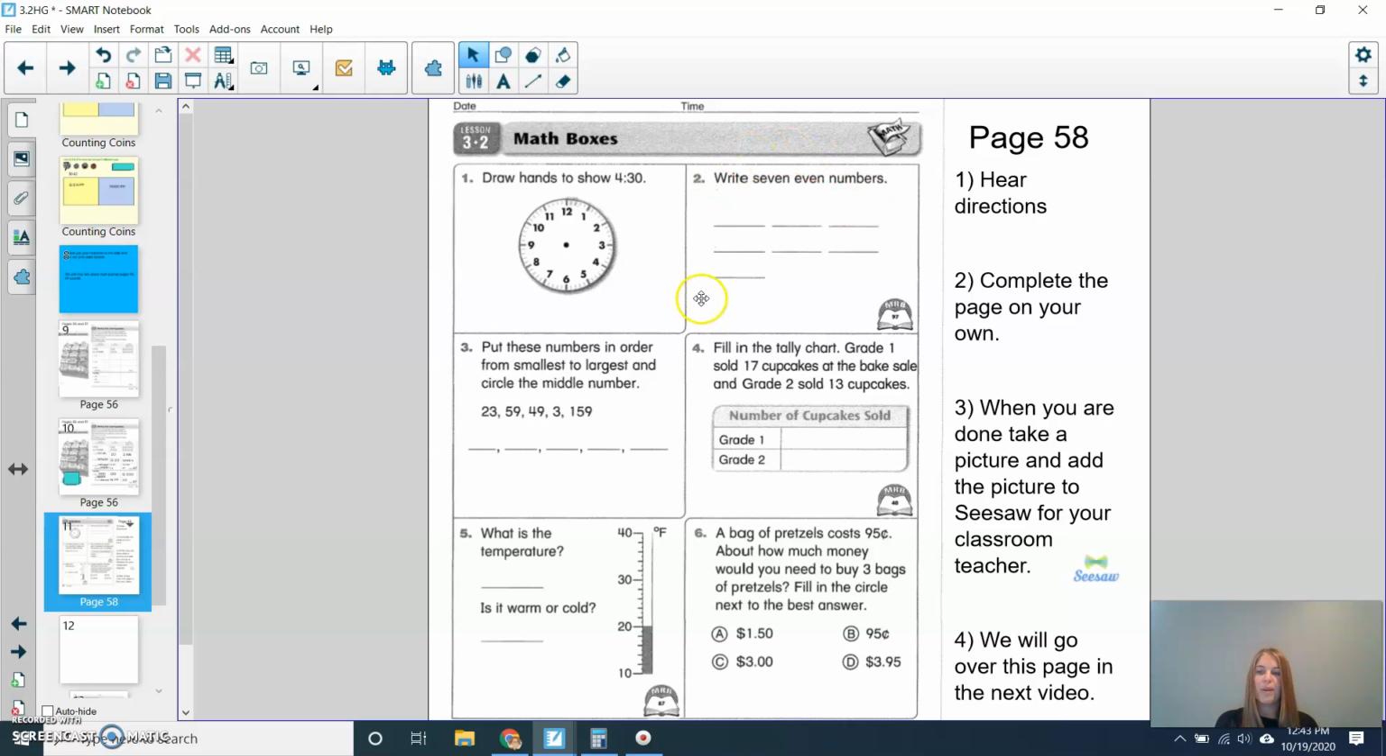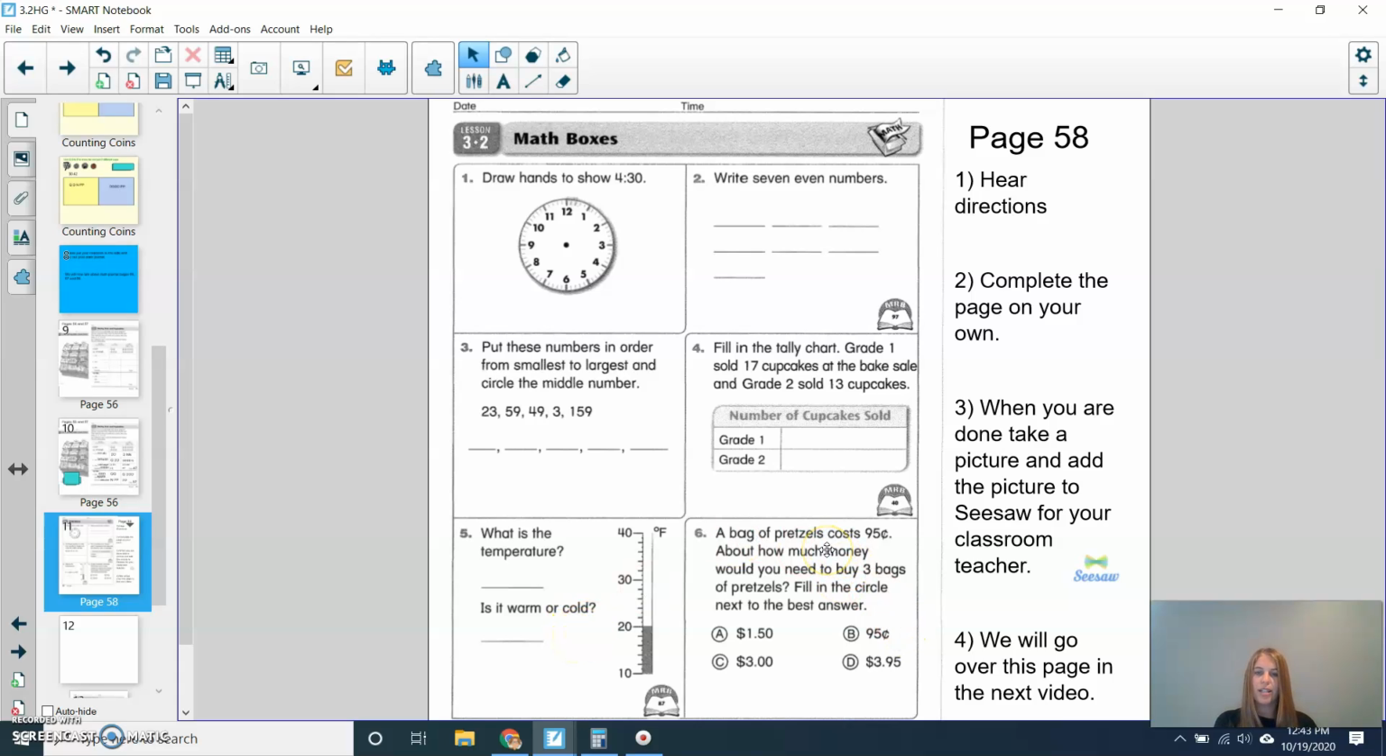There are so many even numbers. You just need to pick 7 of them. For question 3, put these numbers in order from smallest to largest, and then don't forget to circle the middle number. For question 4, fill in the tally chart. Grade 1 sold 17 cupcakes at the bake sale. Grade 2 sold 13 cupcakes. For question 5, what is the temperature in the thermometer, and is that a warm or cold temperature?